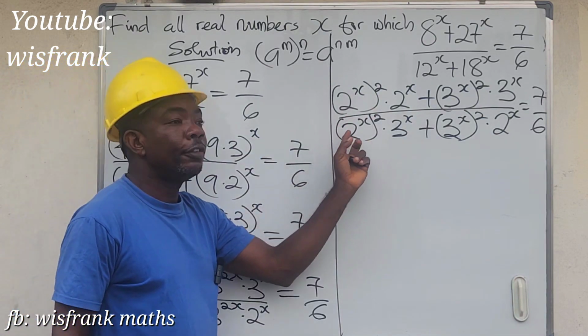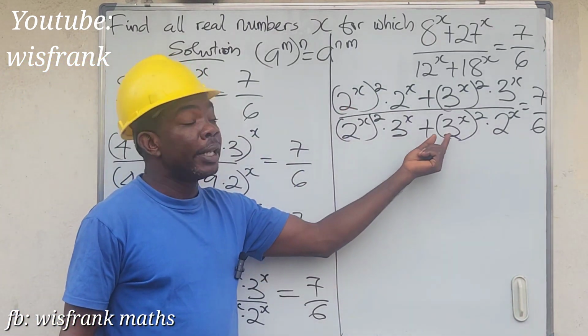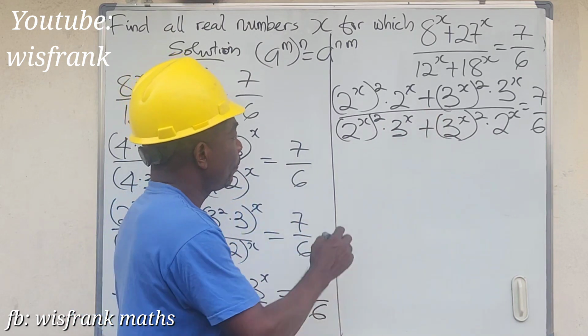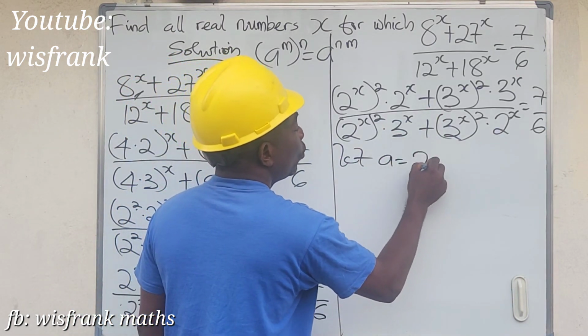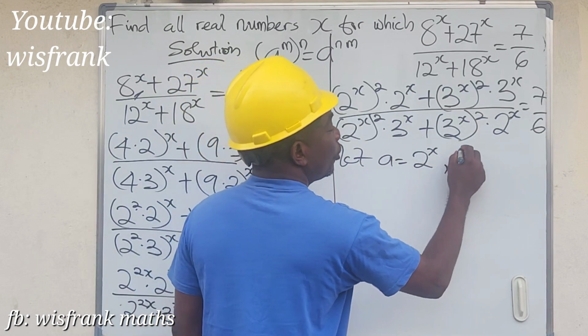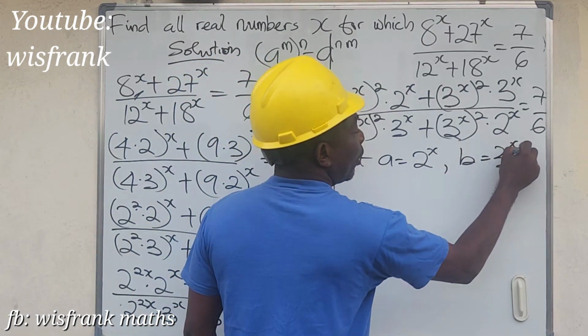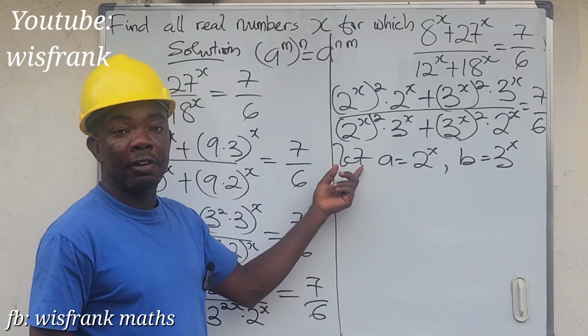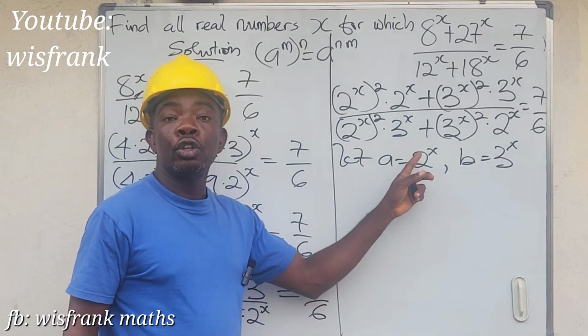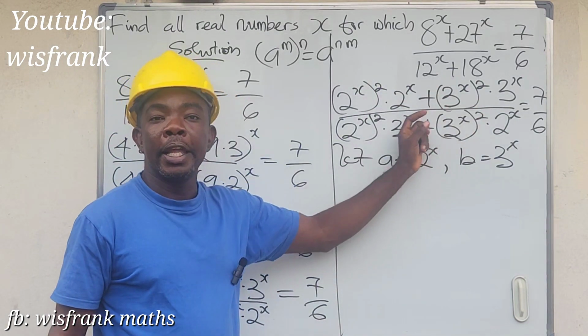So in this case, we have 2 to the power of x and we have 3 to the power of x. We say let a equal 2 to the power of x and also b equal 3 to the power of x. So we are going to substitute the value of a as 2 to the power of x in this equation.